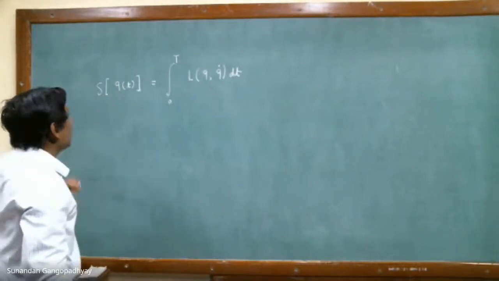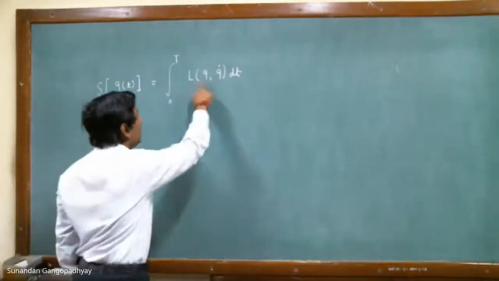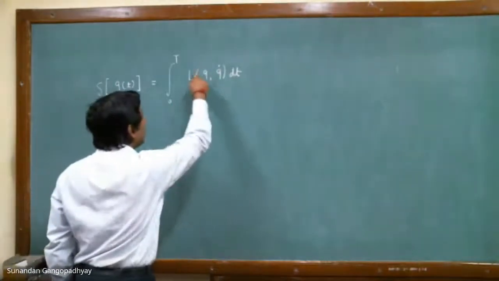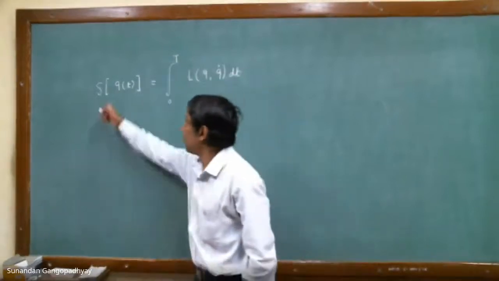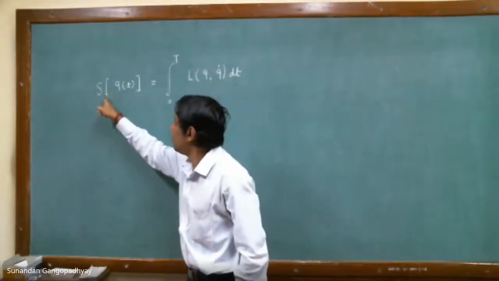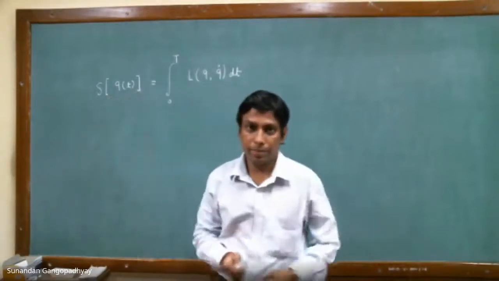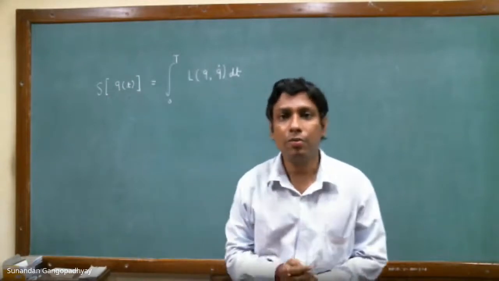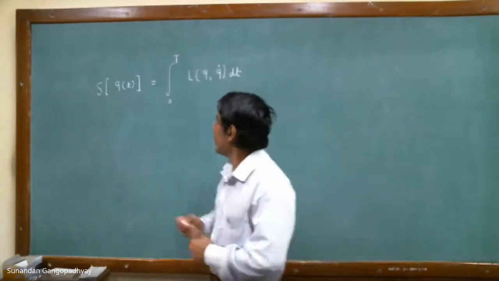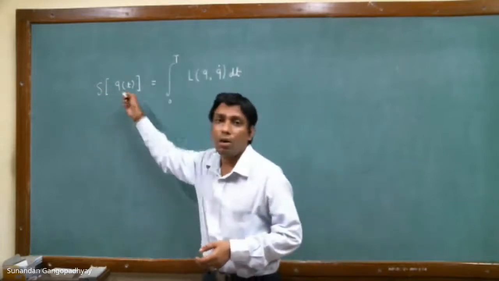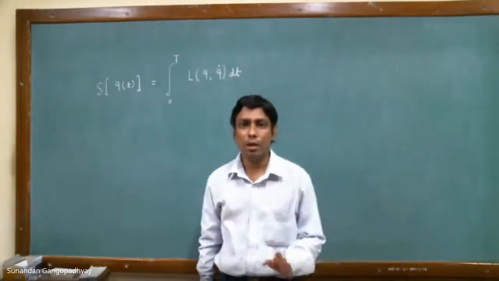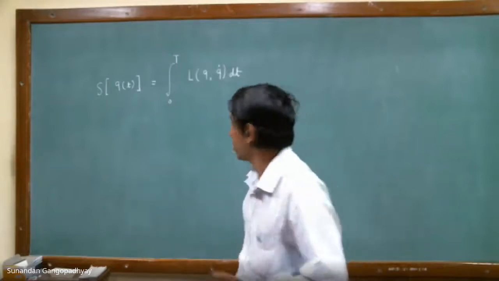As I mentioned earlier, for a function the usual notation is L with round brackets around these two variables. But for a functional, we usually put square brackets here. So this is the usual notation for a functional. And what is S a functional of? It is a functional of q(t).